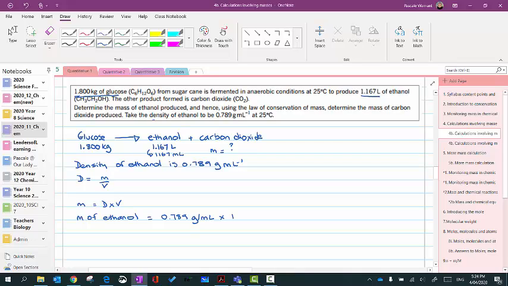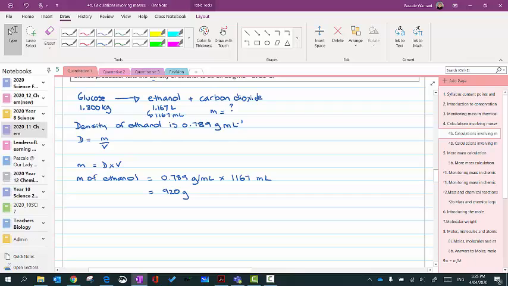Okay, so times 1,167 milliliters, and that works out to be 920 grams of ethanol. Okay, now I'm ready to work out the mass of carbon dioxide that's been produced, keeping in mind that the mass of the reagents must equal the mass of the products. To work out the mass of carbon dioxide, I'm just going to have to take 920 grams away from the mass of glucose we began with.